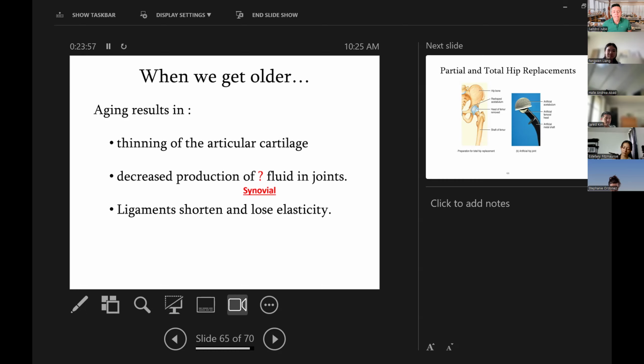Okay? And our ligaments are also going to shorten and lose elasticity. And this is why it becomes harder to move as we get older. What can you do to help slow down this process? Exercise, folks. Physical activity is extremely important to keep your ligaments loose, to keep your ligaments from becoming short too fast, and to increase the production of synovial fluid in your synovial joints.